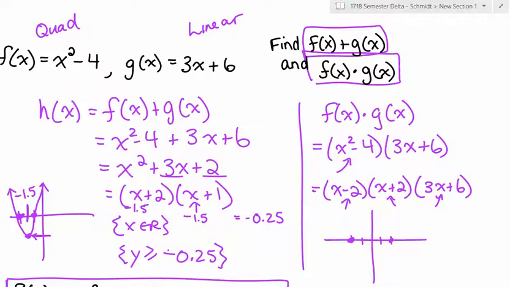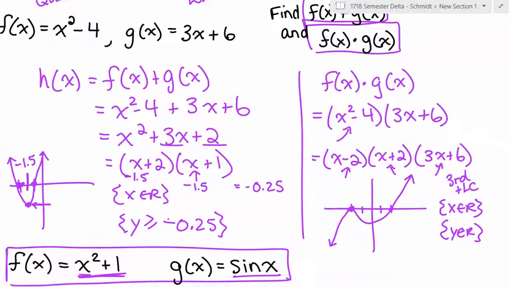I know it's a third degree polynomial with a positive leading coefficient, so it's going to go from Q3 to Q1. And it's got a double root at negative 2. So that's what my graph will look like. So a quick domain and range would be x ∈ R and y ∈ R.